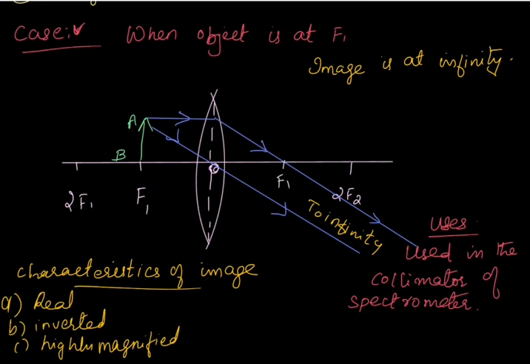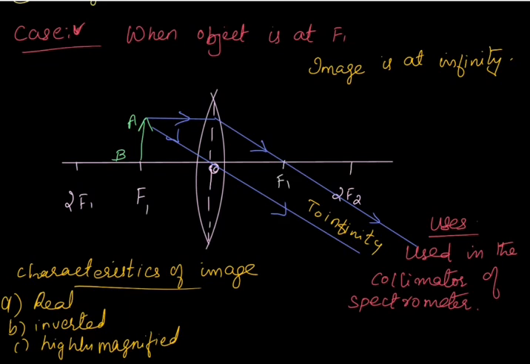spectrometer, that is where we need to get a parallel ray. In certain experiments and all, we need parallel ray of light. So in such cases, this position can be made use of. That is, you have to place a source of light at a focal point in front of the lens, so that the ray which is coming out will be parallel ray, which can be used for doing certain experiments and all. So it is mainly used in collimator in spectrometer.